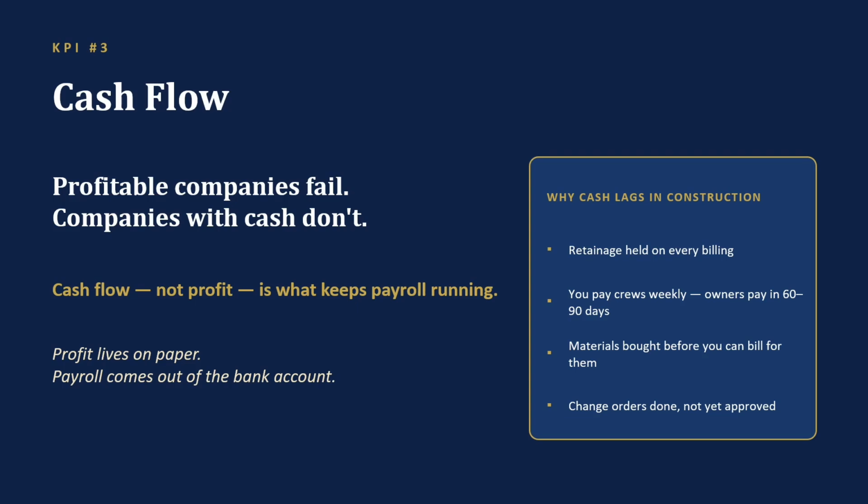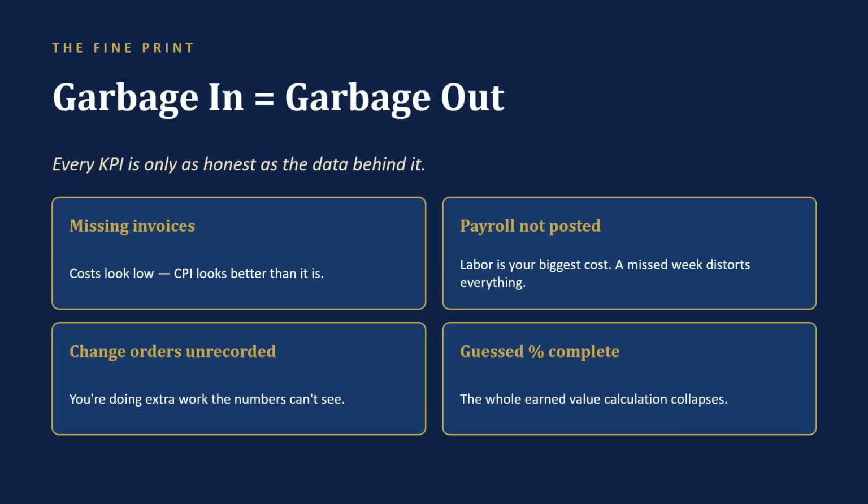Construction is uniquely brutal on cash, and here's why. Retainage gets held on every billing. 5 or 10% of your money sitting in someone else's account until closeout. You pay your crews every week, but the owner pays you in 60 to 90 days. You buy materials before you're allowed to bill for them, and change order work gets done long before it gets approved. A company can be profitable on every single job and still miss payroll, because profit and cash move on completely different calendars. That's why cash flow isn't optional on the KPI list. It's the one that keeps the doors open.